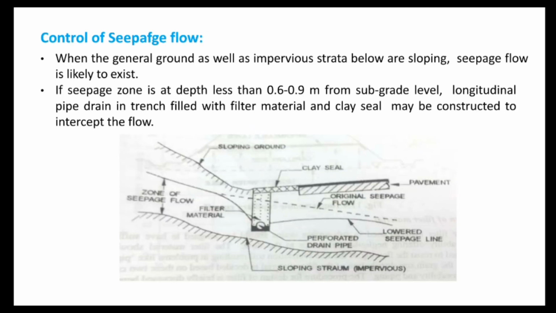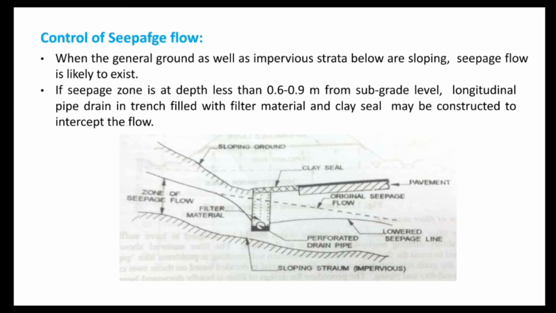Next is the control of the seepage flow. When the general ground as well as the impervious strata below are sloping, the seepage flow is likely to exist. If the seepage zone is at a depth less than 0.6 to 0.9 meters from the subgrade level, the longitudinal pipe drain in a trench filled with the filter material and the clay seal may be constructed to intercept the seepage flow as shown in the figure. The seepage line can be lowered to the desired depth.